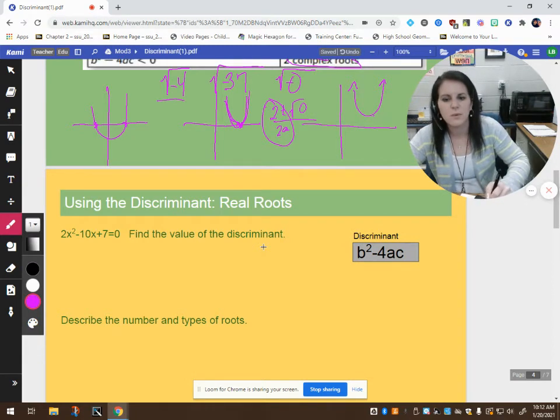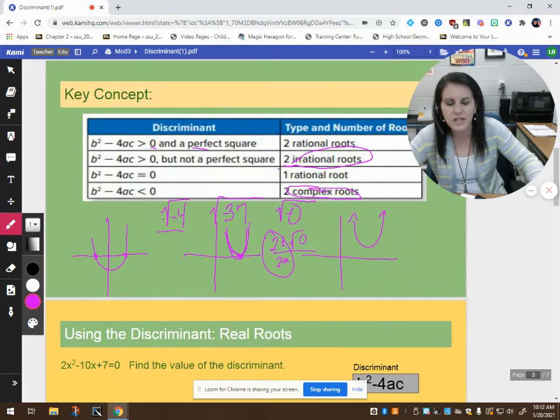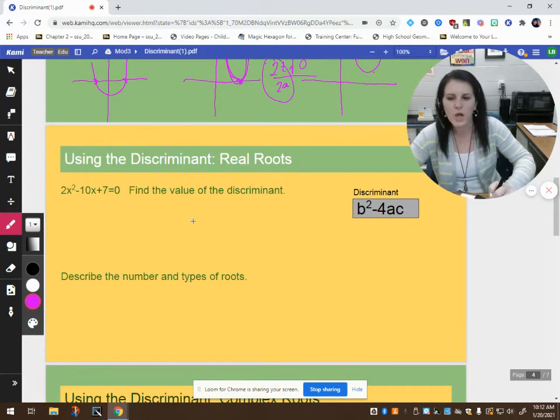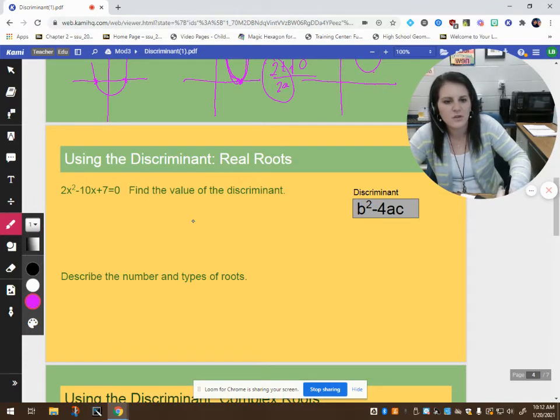So looking at this problem, we want to find the value of the discriminant. So we could plug the entire thing in, negative b plus or minus the square root of b squared minus 4ac all over 2a. But we're only going to focus in on this b squared minus 4ac part. That's what's under the square root. So my b squared would be negative 10.